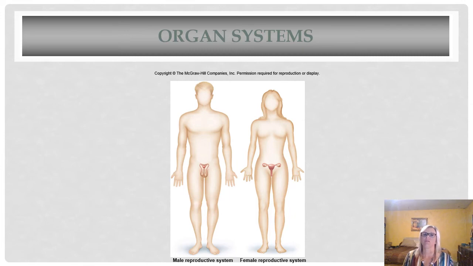Female reproductive system contains ovaries, uterine tubes, uterus, vagina, clitoris, vulva. The function here is to produce and maintain female sex cells, which are the egg cells, transport those cells, receive the sperm cells in order to promote the development of the embryo and to carry the fetus to term. So very important there.